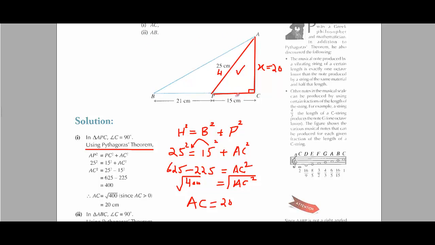Let me draw this AB. Now how to find this AB? We have to see AB is the side of which right angle triangle. We have to identify. This is AB. We have to find this side AB. And look at this, there is another right angle triangle, and that is the big one. This big one is another right angle triangle, okay?